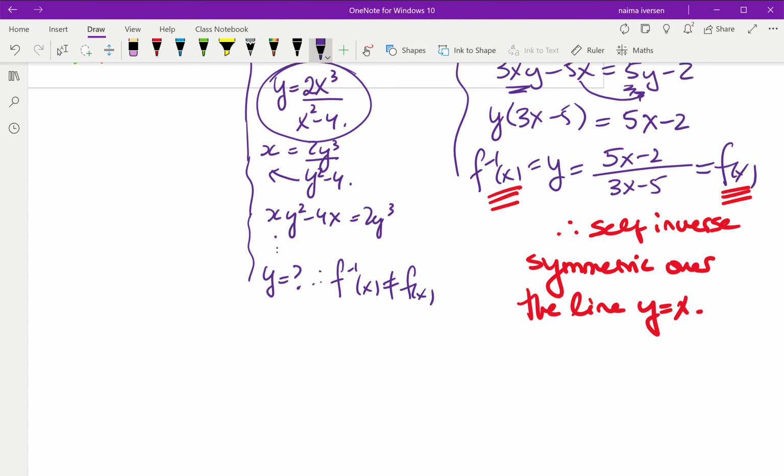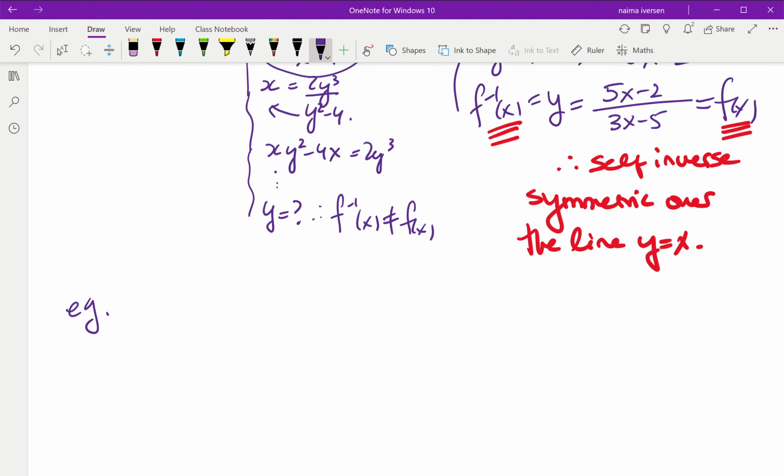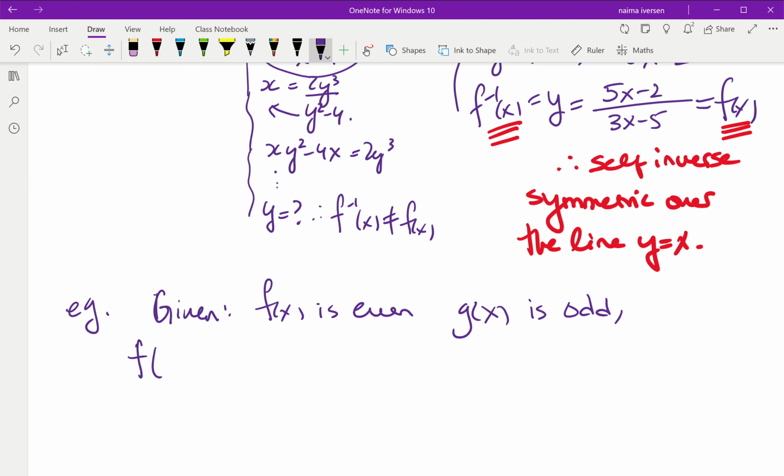Okay, so that's pretty much it. I'm just going to do a quick little example. So let's say I had given f of x is even, g of x is odd, and let's say we wanted to find f of negative 2. So f of negative 2, because f is even, would be the same value as f of 2. If g of x is odd, if I wanted to find g of negative 3, the negative is going to come outside, and it would be the same value as negative g of 3.